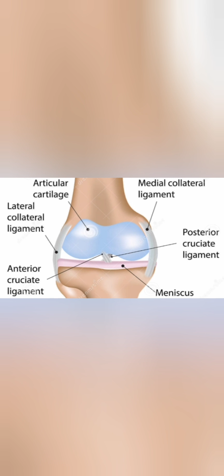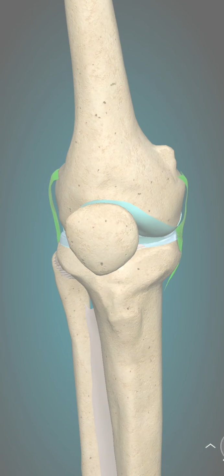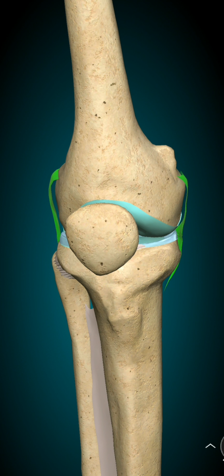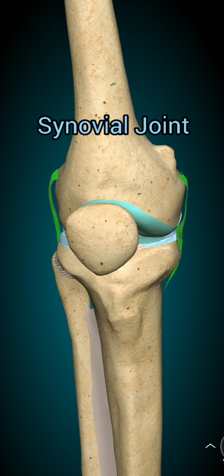Hello guys, in this video we're going to be talking about the knee joint. So let's start with the knee joint. The knee joint is a synovial joint, and it's modified as the hinge type of synovial joint.